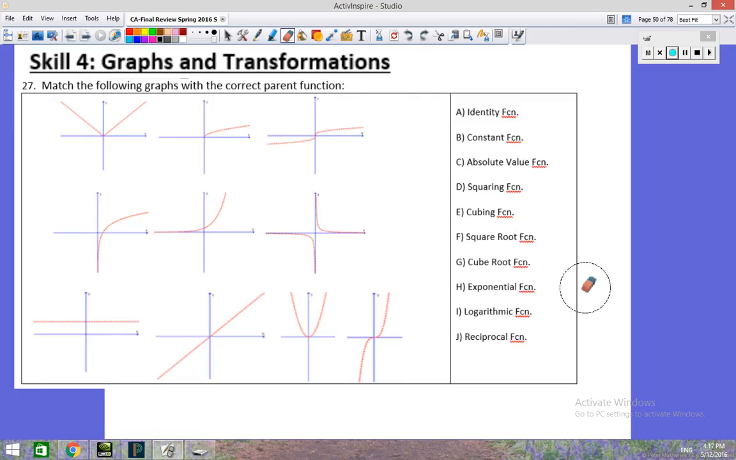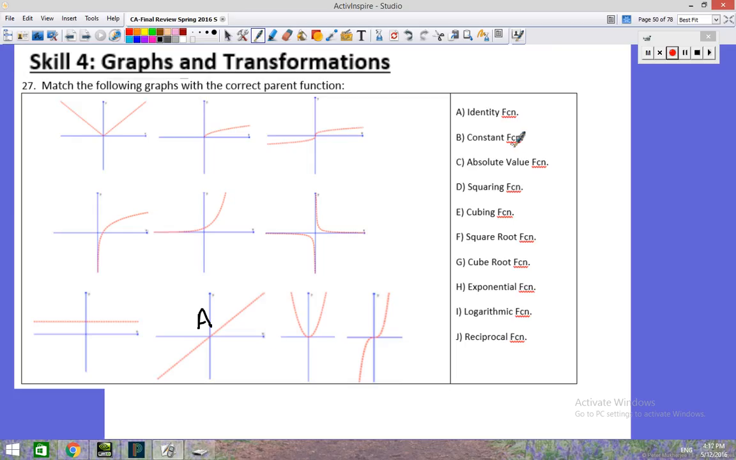Hey, you just simply have to memorize these. The identity function, that's a 45-degree line. That means that for every x, the input, it's equal to an output. So if this were the number 2, then the y-coordinate would also be 2. If this is the coordinate negative 2, then at that point the y-coordinate is also negative 2. The input is identical to the output. That's why it's called the identity function, and that graph is right here, this guy in A.